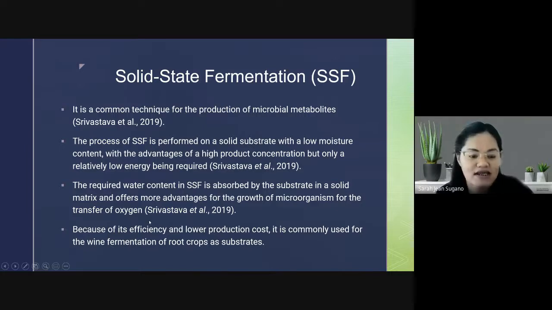It's really constantly stirred. When we conduct submerged fermentation in our class, we have to incubate it in a shaker incubator so that there will be a shaking movement in the fermentation medium for 24 hours or for a particular time that your product will really produce. Because of its efficiency and lower production costs, it is commonly used for the wine fermentation of root crops as substrates.